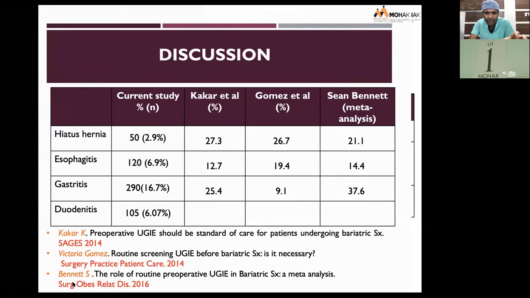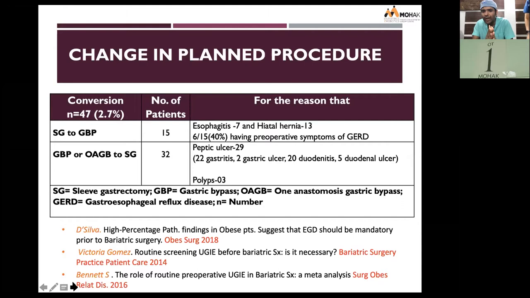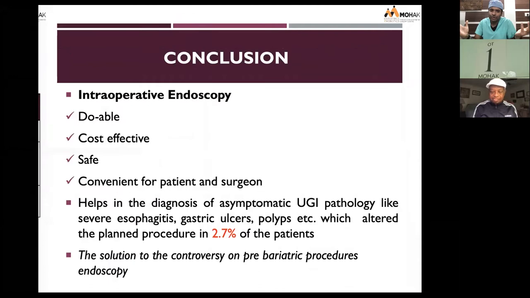Now, if we see here, what happened with us? We had patients where we had to change the plan on the table. So if a patient, for instance, had a sleeve plan, we had to change it to a gastric bypass, because we found findings which were not permitting us to do a sleeve. Like, we had a hiatus hernia in 13 of these patients. We had esophagitis in 7 of these patients. So we had to change our plan.